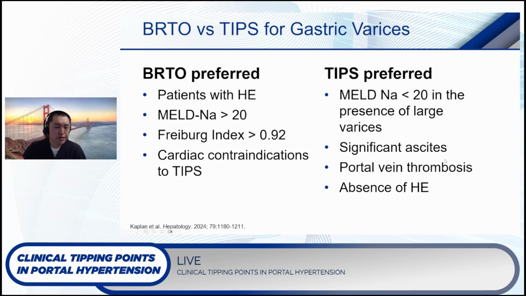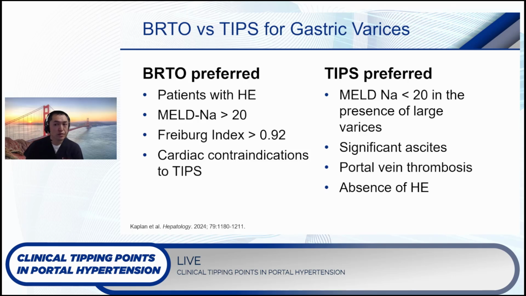So in general, these are high-level factors that would maybe tip you towards BRTO or TIPS. BRTO is preferred in patients with hepatic encephalopathy, high MELD sodium, cardiac contraindications, and something called the Freiburg index. The Freiburg index is used to predict the likely complications associated with TIPS.